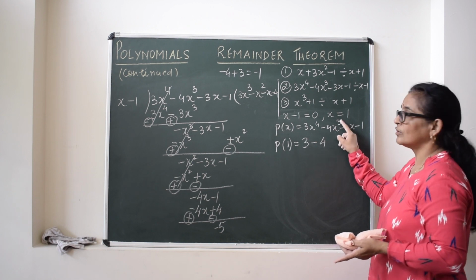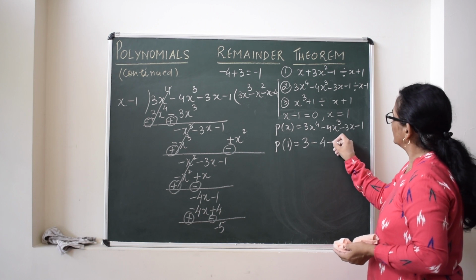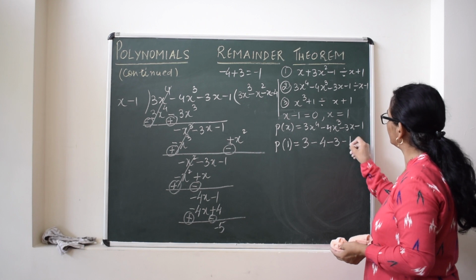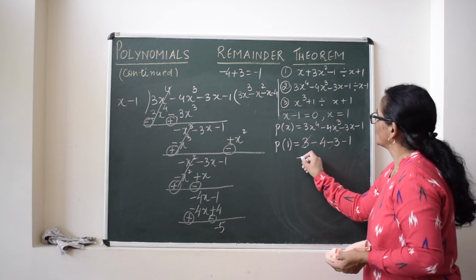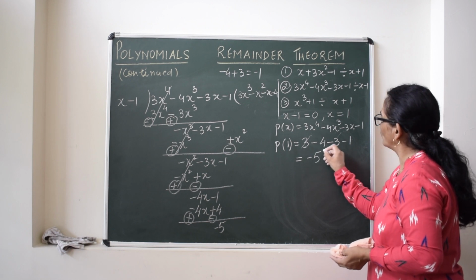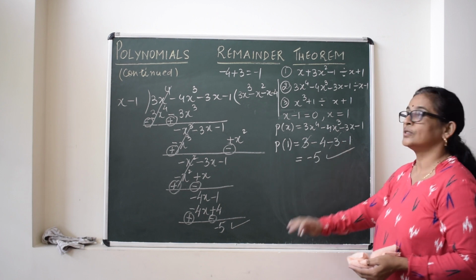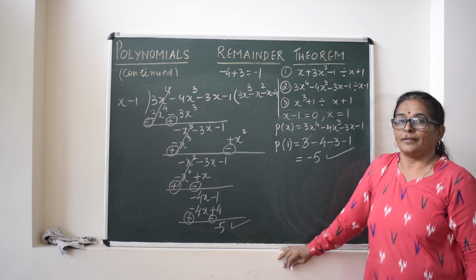Similarly 1 to the power of 3, or 1 cube, will be 1. So minus 4. This is minus 3 into 1, which is minus 3, and this is minus 1. This plus 3 and minus 3 are cancelled. So directly you have got the remainder minus 5. So this is the use of the remainder theorem to get the remainder directly.